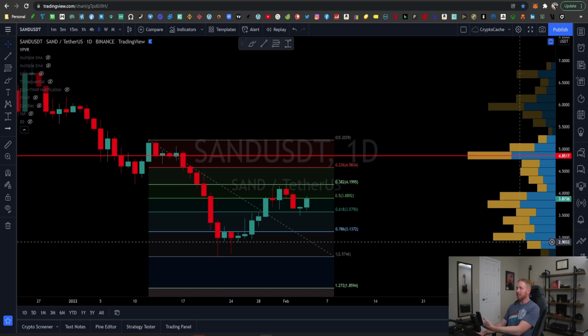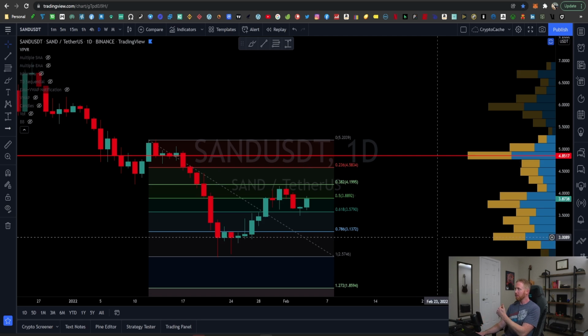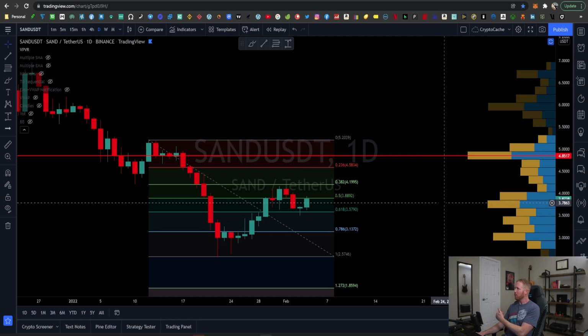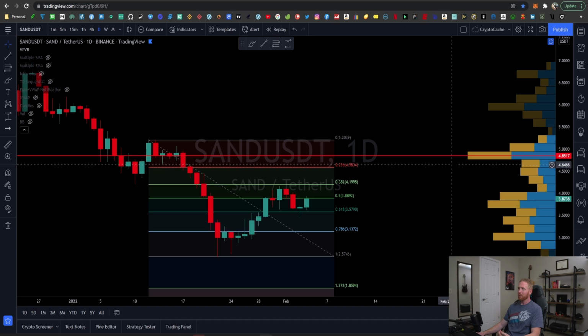Now, there's been a lot of volume accumulation in the recent past. Price points right around $3, as well as right about 378. Okay, so majority of the volume is below the price action right now. Just know when we get up to 460, we might see some resistance.